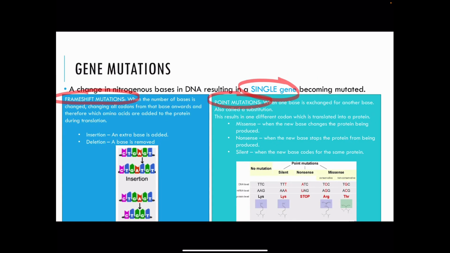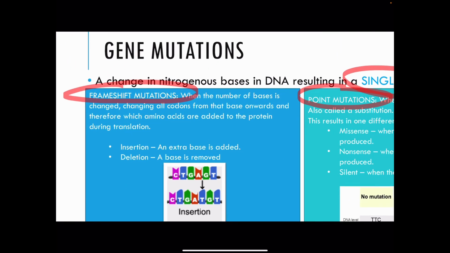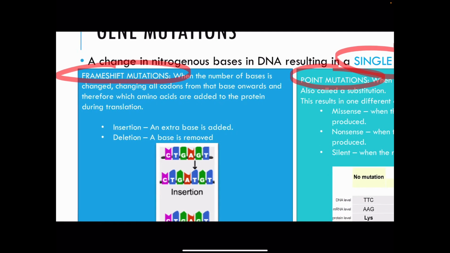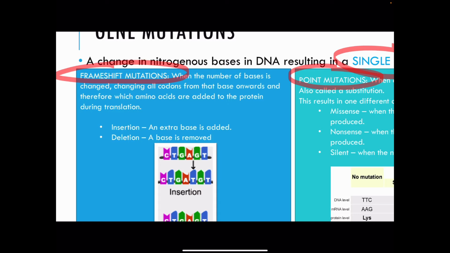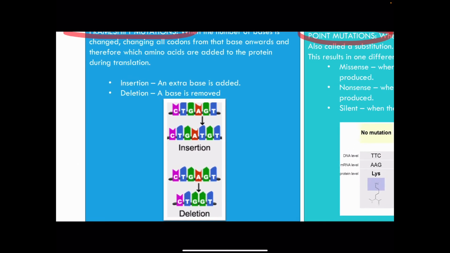Looking first at our frame shift mutations. This is when the number of bases is changed, okay? And so therefore all codons onwards are different, meaning that amino acids added to the protein during translation is different. So I'm going to use this diagram down here to explain that a little bit more.